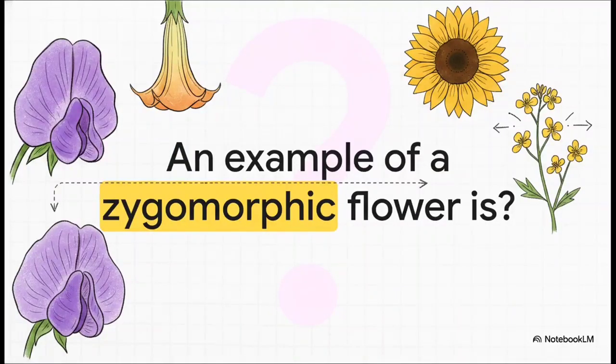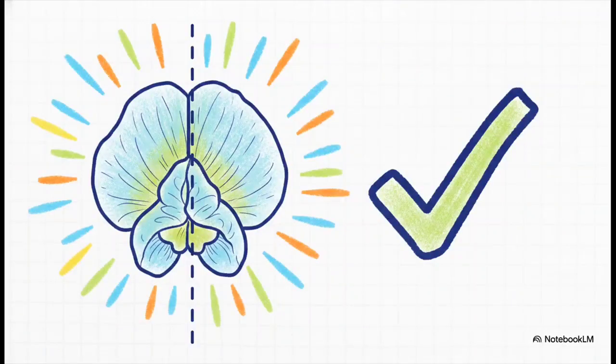Okay, final question. Let's bring it home. An example of a zygomorphic flower is A, sunflower, B, mustard, C, pea, or D, datura. Remember now, zygomorphic means bilateral, just that one single plane, like a human face. Which of these fits? The answer is C, the pea flower. Excellent job if you nailed that one. You have officially decoded the major types of floral symmetry.